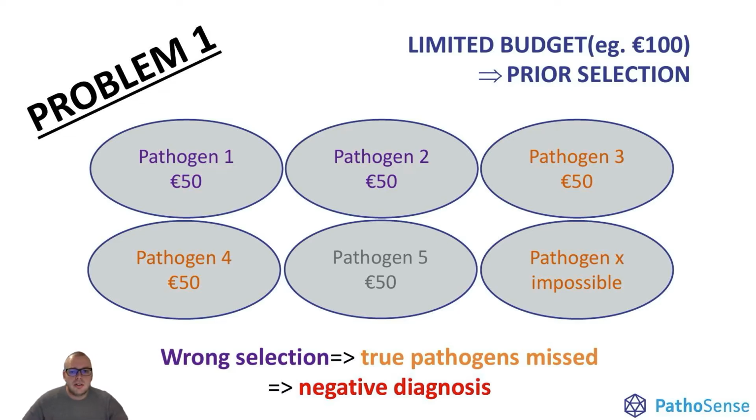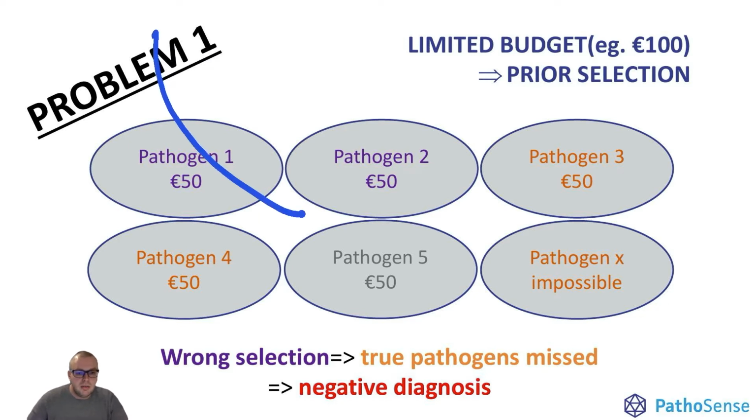Now, when we look at the diagnostics of infectious diseases, we actually see three major problems. The first problem is that as a veterinarian, you always have to make a prior selection of which pathogen you want to test for. This means that in your head you always have to already make your diagnosis before you can select some specific tests to screen for the presence of certain pathogens.